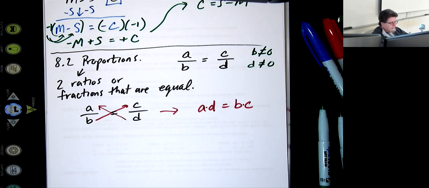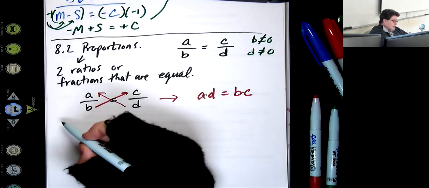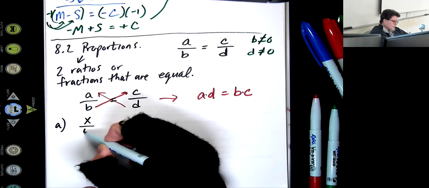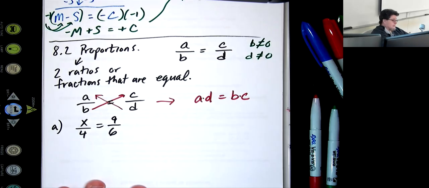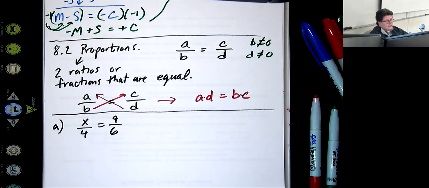So let's look at that in relation to some problems. I'm running right through them. Our first example, we will have x over 4 equals 9 over 6. In this context, again, we're solving for the variable.